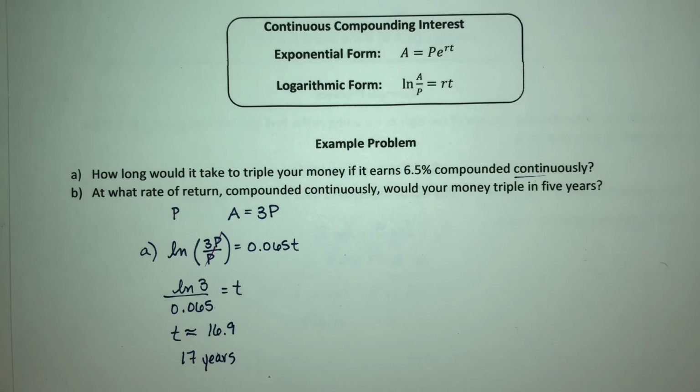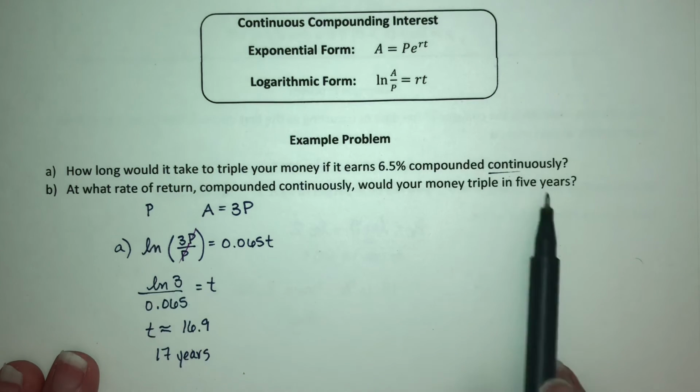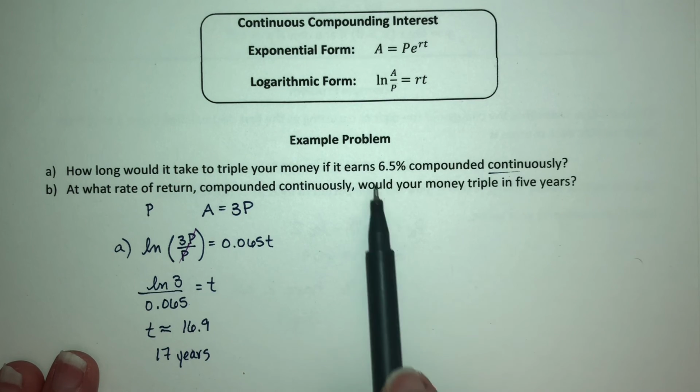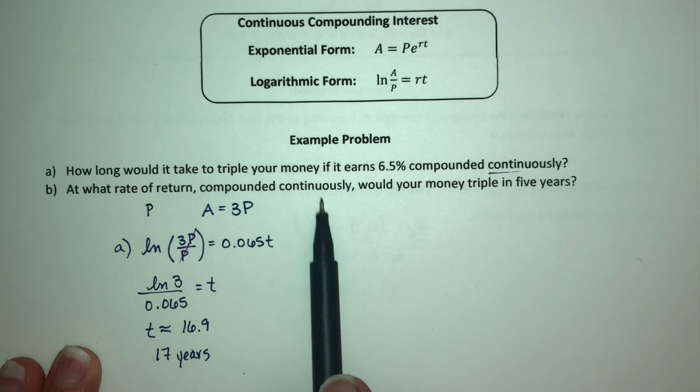And it does not matter how much money your initial deposit is. It's still going to take the same amount of time to triple your money. Okay, now let's reverse this. Essentially, where we have the amount of time, but we are looking for the rate. We are still looking to triple it, and we're still compounded continuously.